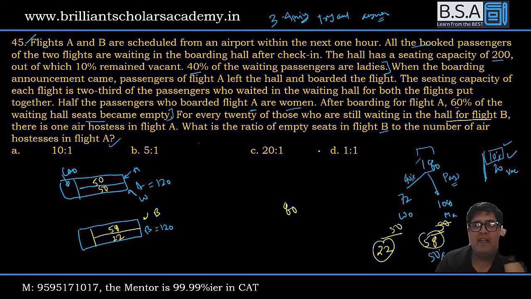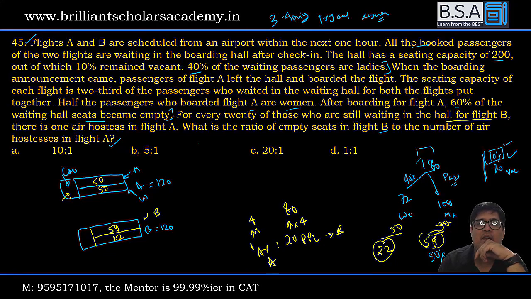For every 20 of those who are waiting for B, there is an air hostess in A. If there are 20 people waiting for B, there is one air hostess in A. Can I say if it is 4 times, the air hostess must also be 4? There are 4 air hostesses in A.